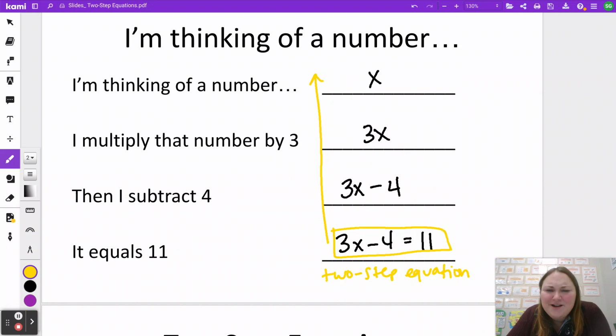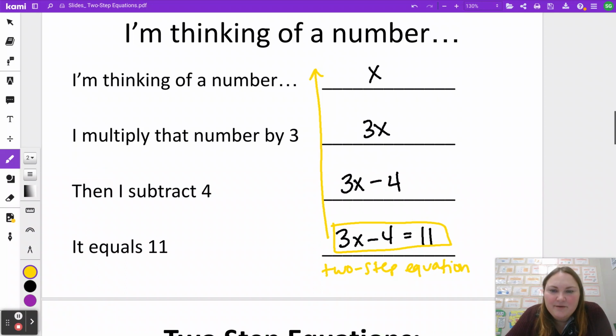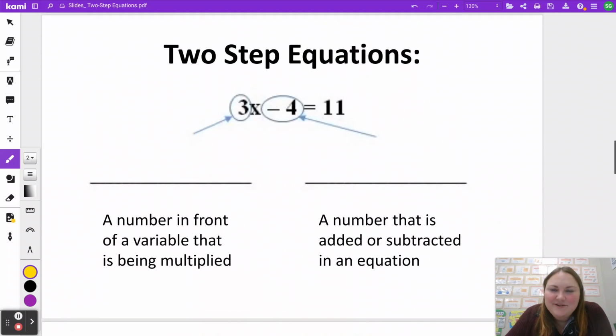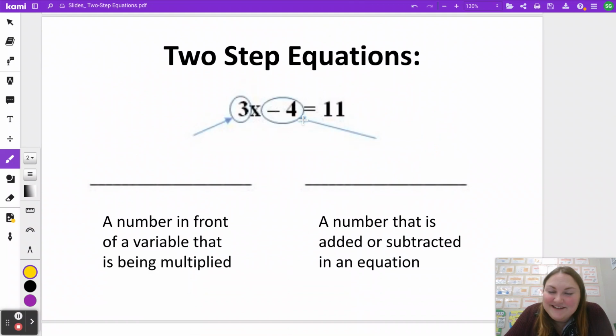To help us talk about how we're going to solve this two-step equation, there's some vocabulary we're going to look at. In that equation, and I've just got the same equation down here, 3x minus 4 equals 11, there are two numbers we're going to have to get rid of, that 3 and that minus 4. The 3, you've heard this word before. We call the number in front of a variable. Does this word sound familiar? Our coefficient. Remember, that's the name of the number in front of the variable.